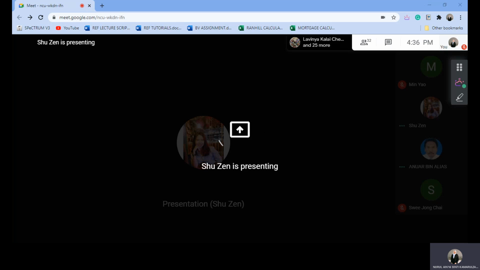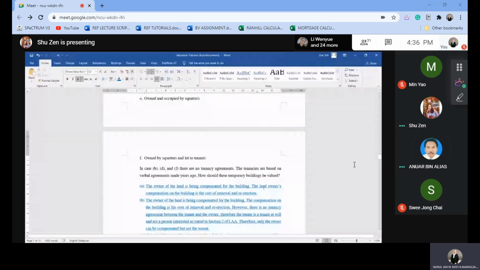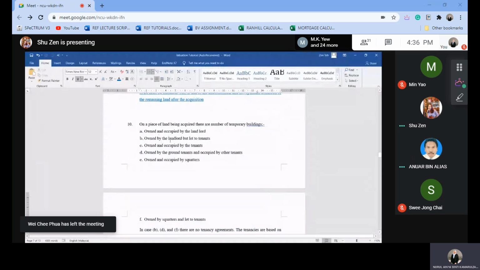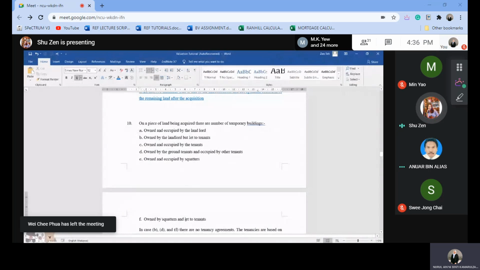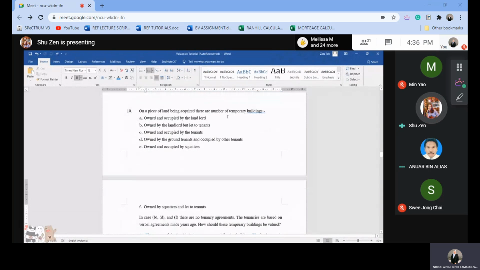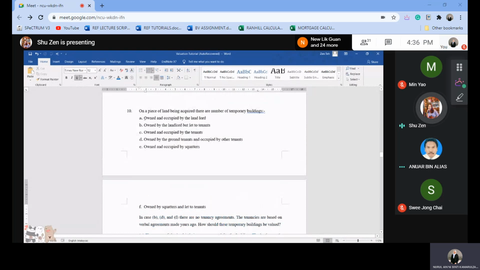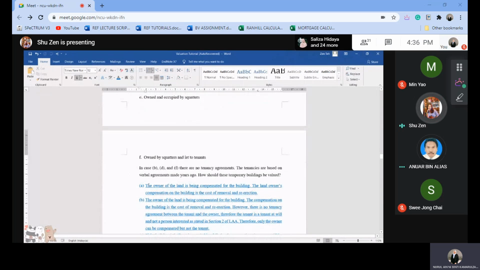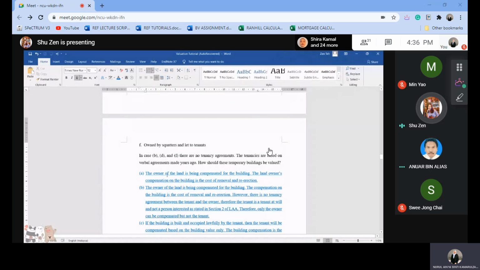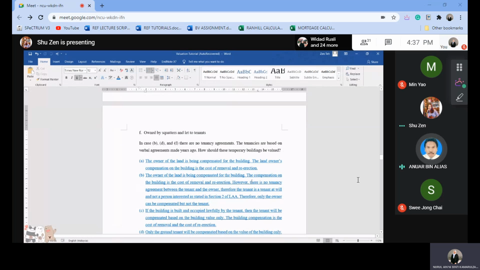Doctor, can you see my screen? Yes, clear. Number 10, okay. There are sub-questions under the main question. Yeah, ada sampai F kan? Yeah, to F. So question A is on land occupied by the landlord. So the building is lawful and legal. So the owner of the land will be compensated for the building. But since it is a temporary building, the building compensation will be the cost of removal and re-erection.